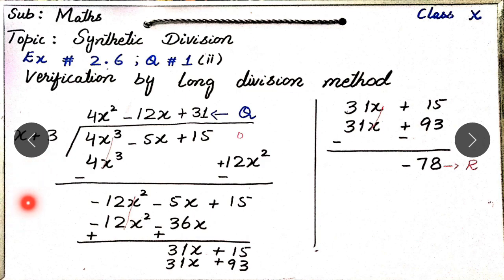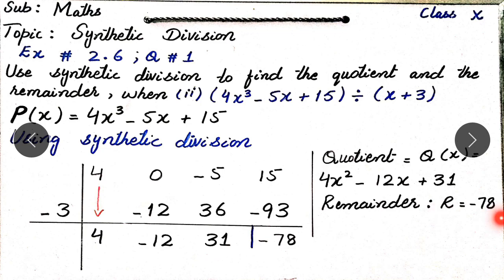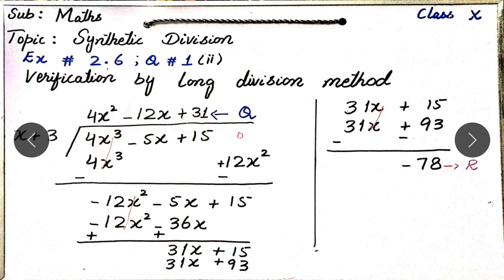Now again I'm going to multiply x with 31, because we need 31 here. So 31x, 31 into 3 will result in 93. Here I have written it again as we go with division, and we have to change the sign for the sake of subtraction here. 15 minus 93 results in minus 78. So here you can see the same remainder and the same quotient, 4x square minus 12x plus 31. So we can conclude that synthetic division is the alternate or the shortcut of the long division method.